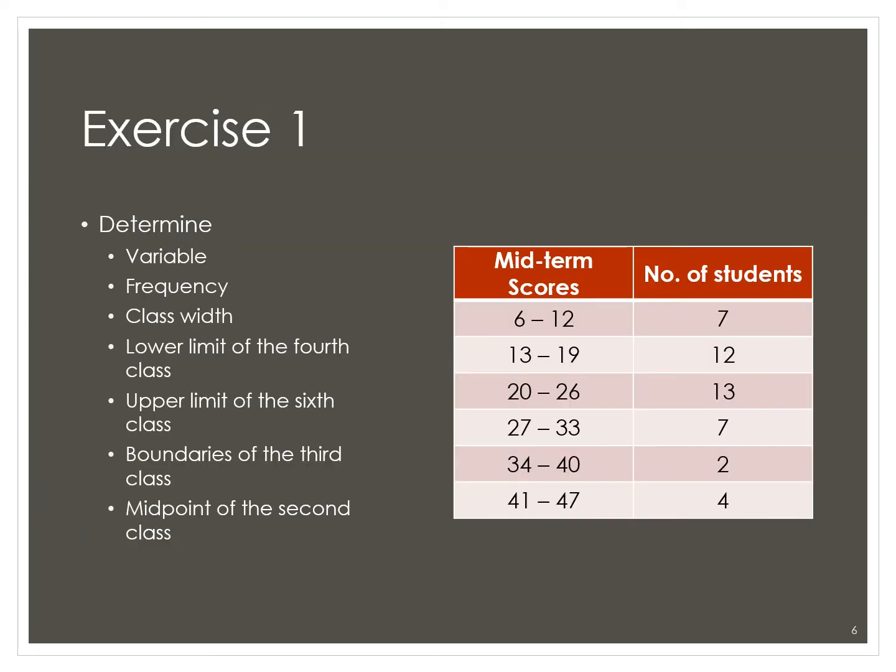Now let's look at exercise 1. Determine the variable, the frequency, the class width, the lower limit of the fourth class, the upper limit of the sixth class, the boundaries of the third class, and the midpoint of the second class. Please work on these questions, okay?